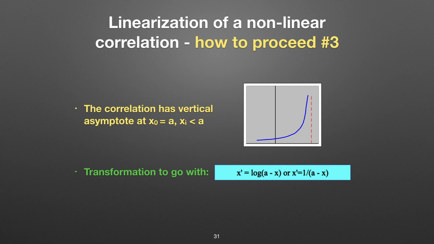Here we get the third asymptote case. If the correlation has a vertical asymptote at x equals a, but now the values satisfy x sub i less than a, then the suggested transformations are log of a minus x, or 1 over a minus x. So this is again a shifted asymptote, but on the other side of the boundary. And that matters because using the wrong sign here would be a very efficient way to create mathematical sadness.